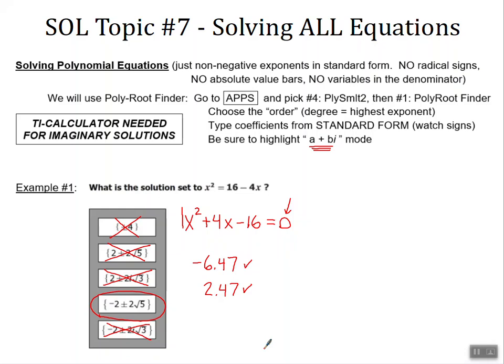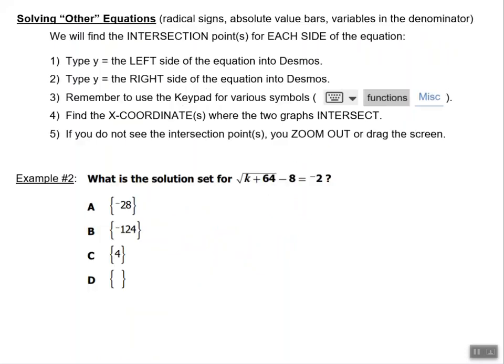When you have a polynomial equation, we suggest that you use your TI calculator and the application PolySmlt 2, especially if you're going to have imaginary solutions. We are going to use our Desmos calculator to solve all other types of equations. These are equations that have radical signs, absolute value bars, variables in the denominator, basically anything except a polynomial.